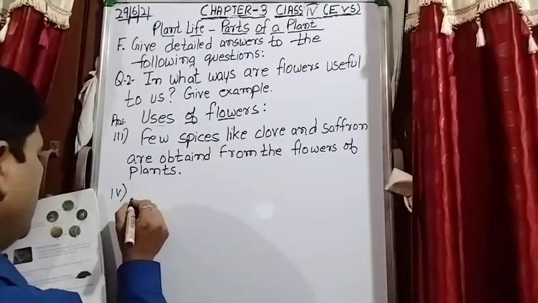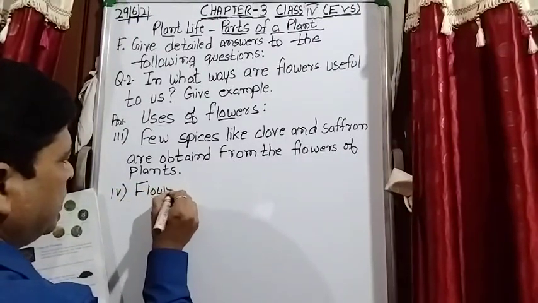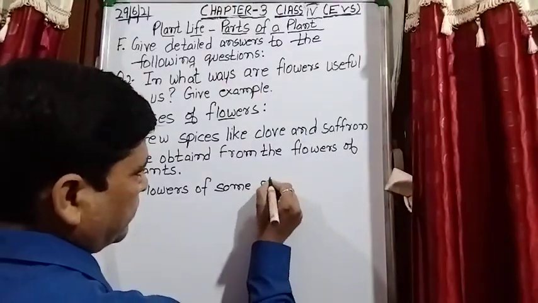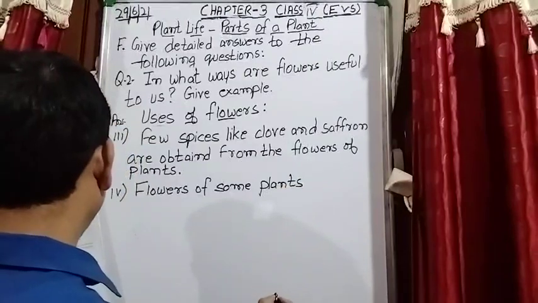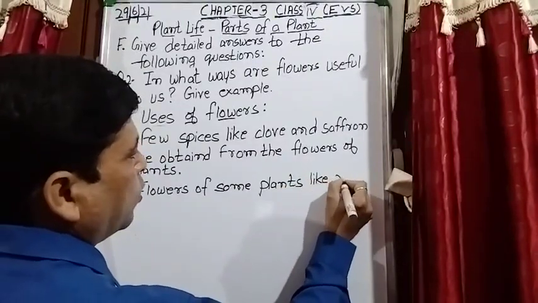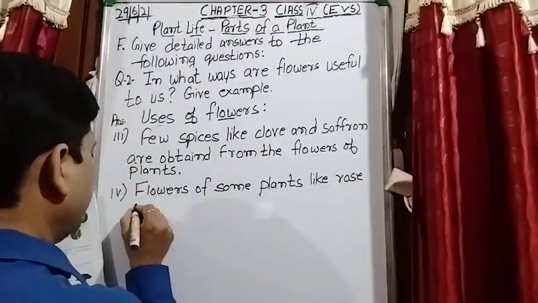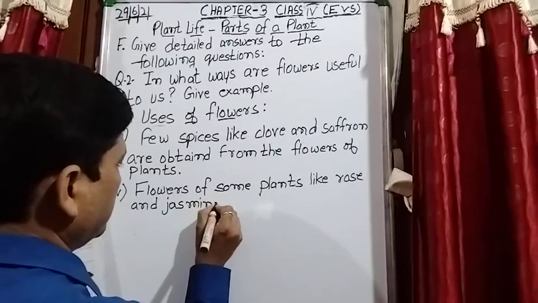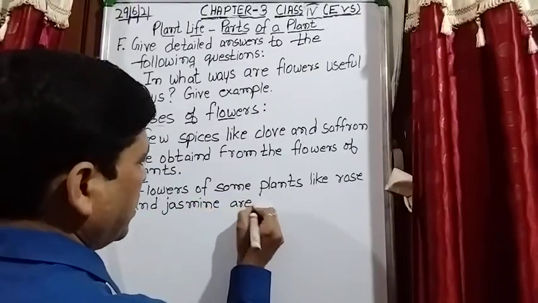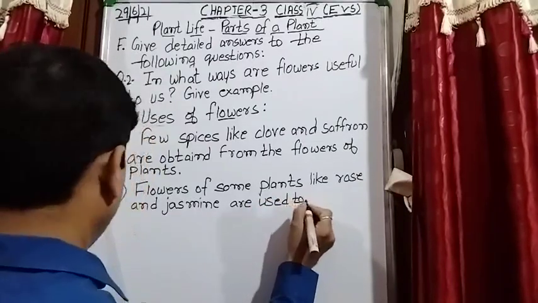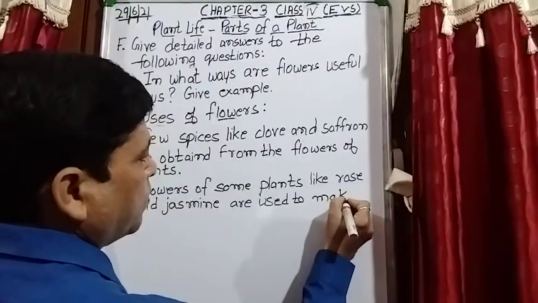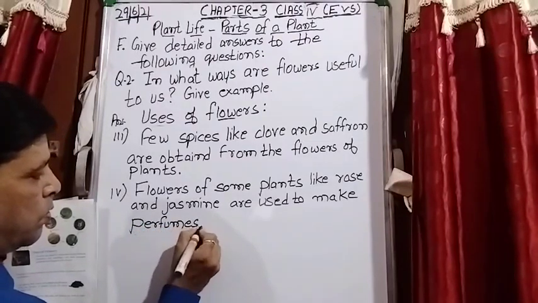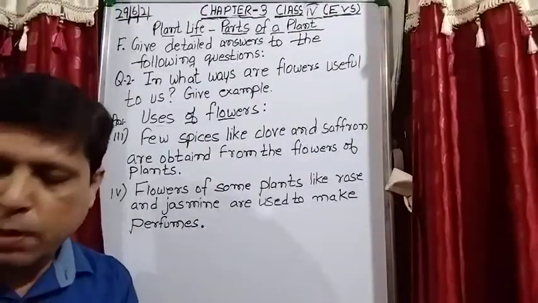Fourth point, flowers of some plants like rose and jasmine are used to make perfumes. So this is the complete answer of question number 2.